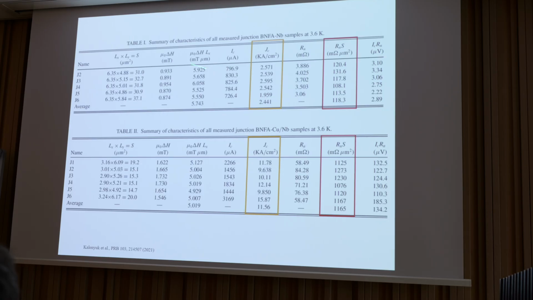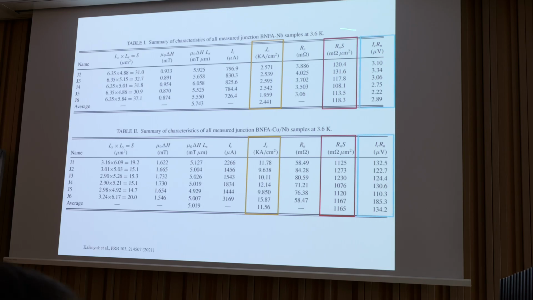This is a table of all the junctions in the two samples that I showed. The critical current density for niobium pnictide junctions is in the range of 2 kiloamps per square centimeter, so typical Josephson currents. Resistance per area is 120 milliohm micrometer squared. Now, when we add copper, you see that the critical current density increases by more than a factor of 5, but also the resistance increases by more than an order of magnitude. So both resistance and critical current increase, which is very uncommon.